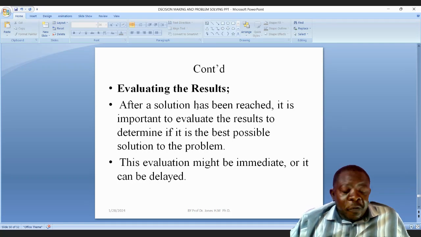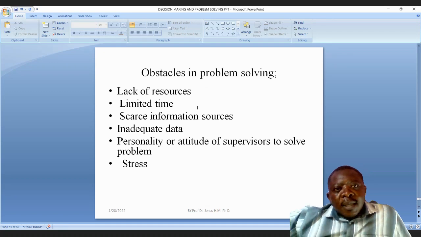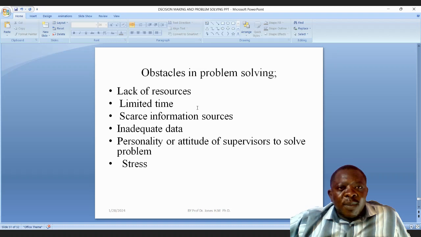Let us now look at obstacles in problem solving. Some of the obstacles in problem solving may include lack of resources, limited time, scarce information sources, inadequate data, personality or attitude of supervisors to solve the problem, and also stress.